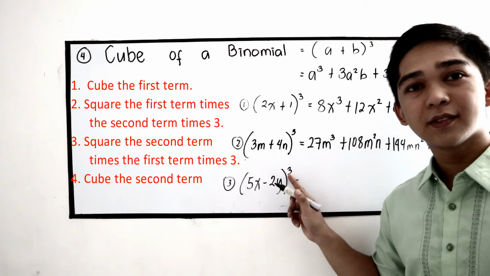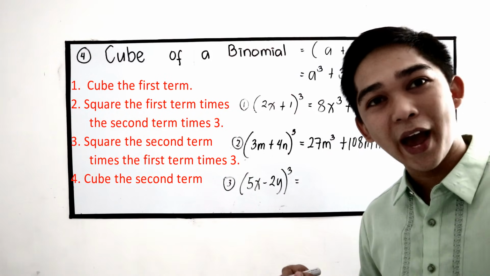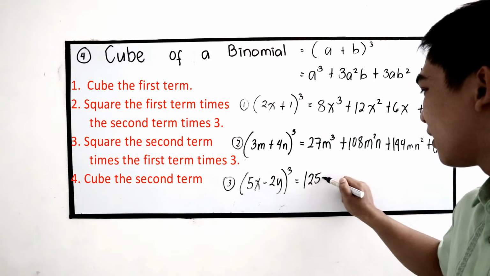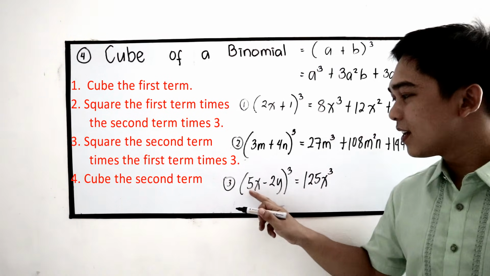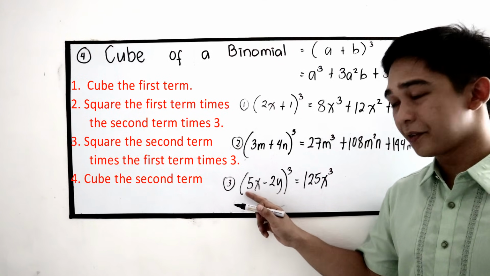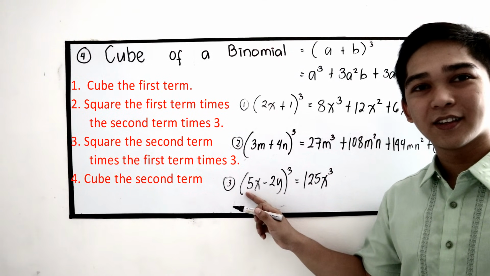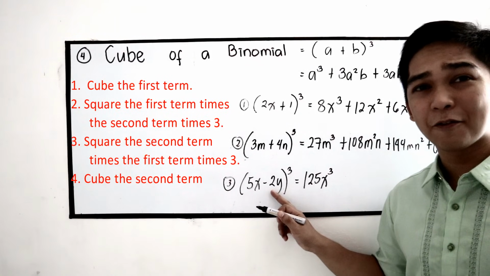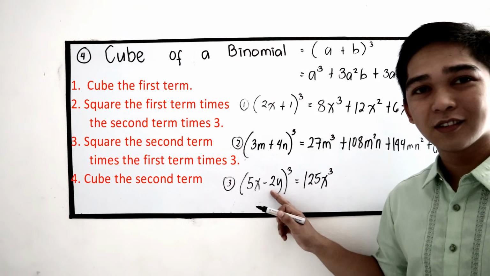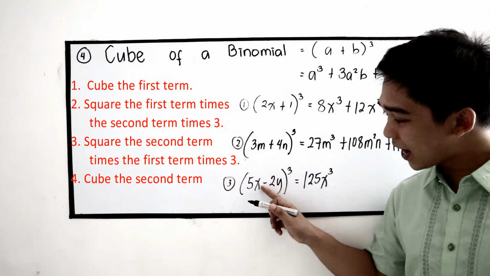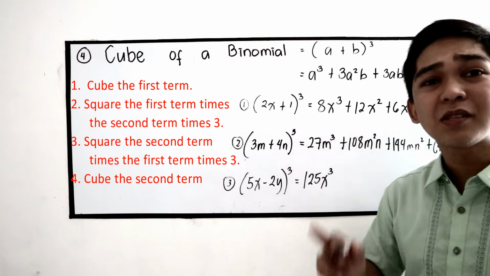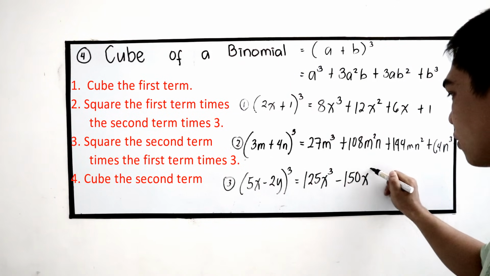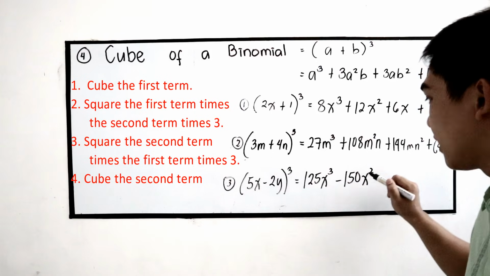5 cubed, that is 5 times 5 times 5, 125 x cubed. Next, square the first term. 5 squared, 25 times 2, 25 times 2, 50. Take a look at the sign, negative. So negative 50 times 3, negative 150 x squared. Then we have variable y. Copy y.